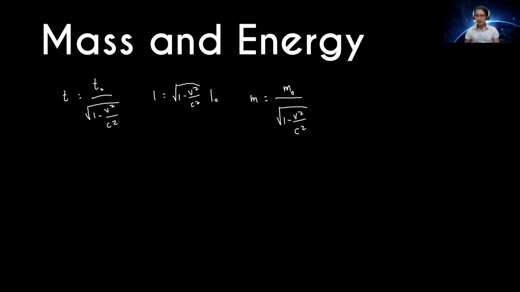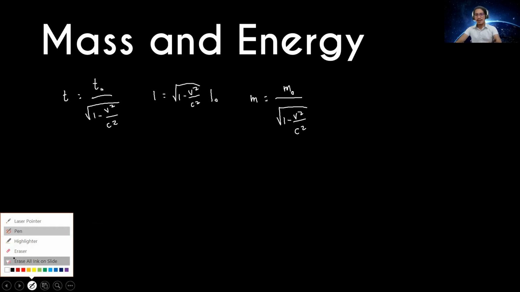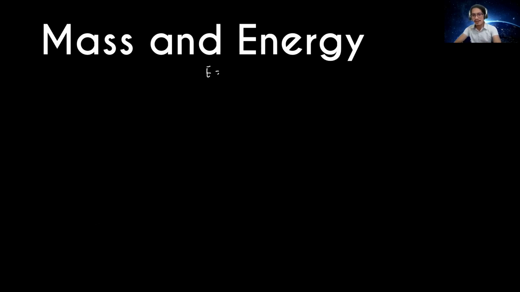Now, one of the most famous consequences, or one of the most famous equations, of the theory of special relativity is the equation E is equal to mc squared. I know that equation is familiar; probably everyone is familiar with it. That is the mass-energy equivalence. We call this mass-energy equivalence. But where does that equation come from?